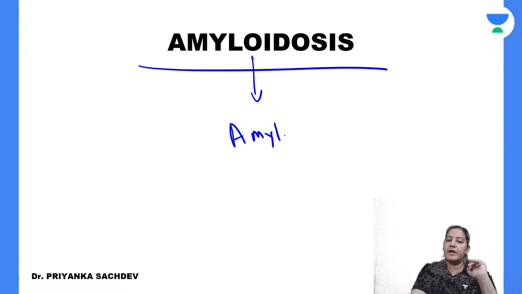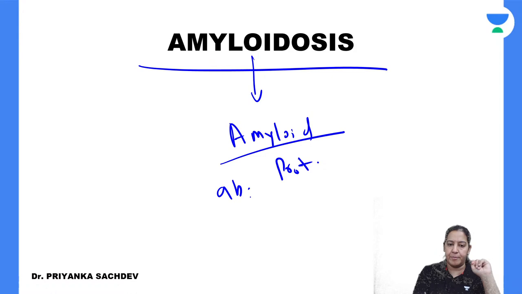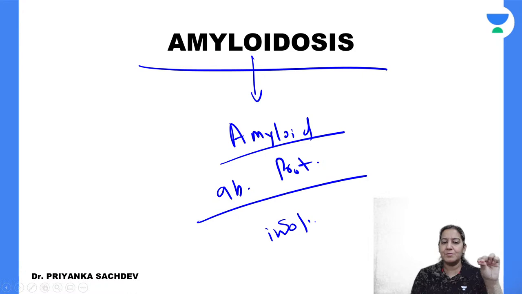Amyloid is a protein. Actually, it is not a normal protein. It is an abnormal protein. What is the abnormality in that? The protein is insoluble. It is not soluble in blood. And that's why it gets deposited in various tissues, causing diseases and the failure of various organs.